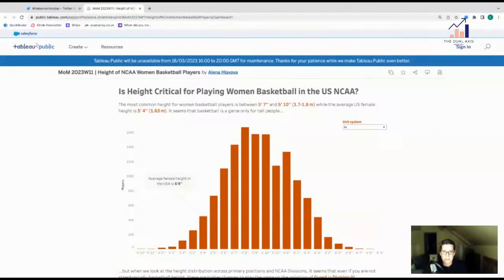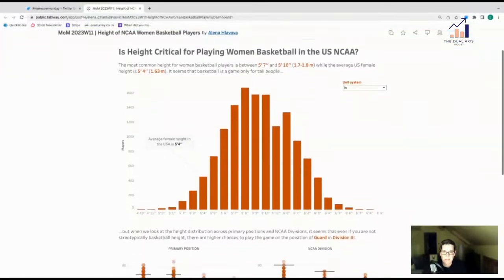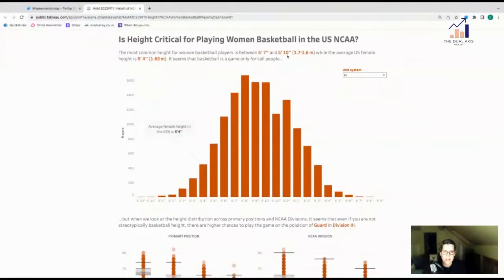Is height critical for playing women's basketball in the US NCAA? The most common height for women basketball players is between 5'7" and 5'10", while the average US female height is that. It seems that basketball is a game only for tall people. That's my assumption as well, or my impression, and I'm definitely a layperson when it comes to basketball. It does seem like people who play and who play well are typically taller because of the baskets they have to reach, or at least get close to, so it definitely is an advantage, and it's probably more important to be tall in basketball than it is in golf, for example.